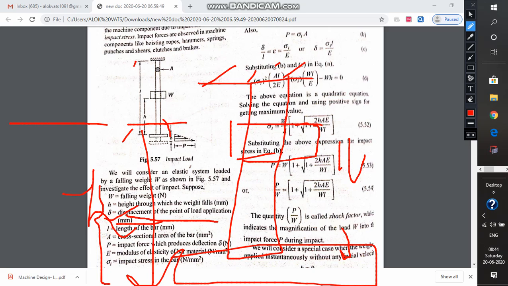L is the total length of the bar, and A is the area of cross section of the bar. P is the impact force, and W is the falling weight. E is the modulus of elasticity, or the Young's modulus. Sigma I is nothing but the impact stress, which is again a very important term.